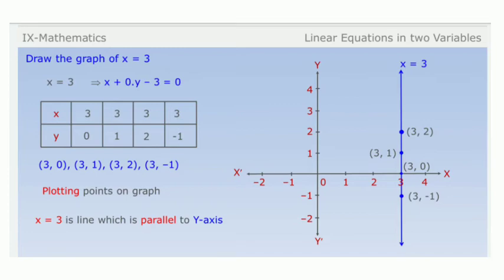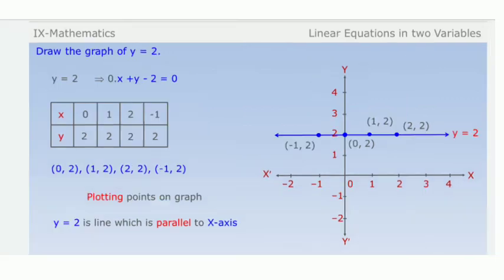plot on the graph. After that, join all these points, you will get a straight line and it is parallel to the y-axis. Okay, that is, x equal to 3 is a line which is parallel to the y-axis. The next problem, draw the graph of y equal to 2.